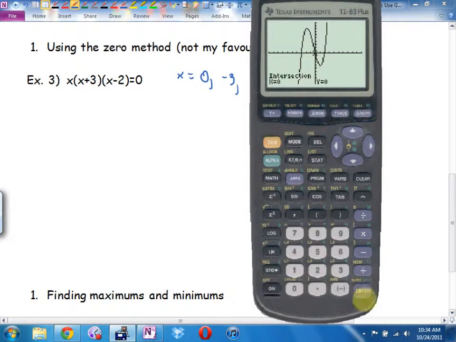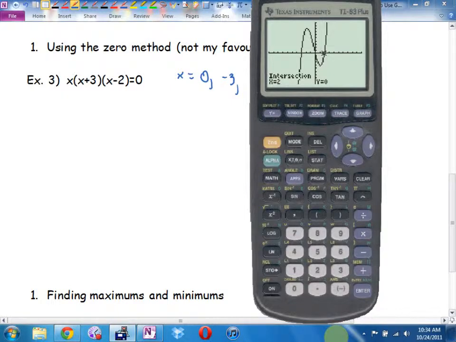Second function calculate intersection. First curve, second curve, guess. There's that one. Second function calculate intersection. First curve, second curve, guess. I think that's faster. So I rarely, if ever, use this. However, I did want to teach you that left bound, right bound thing because it's handy for something else.